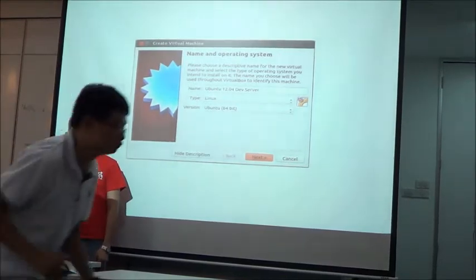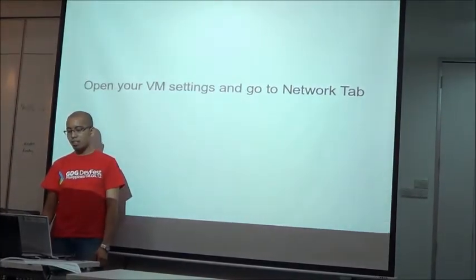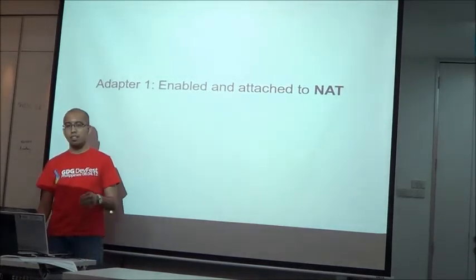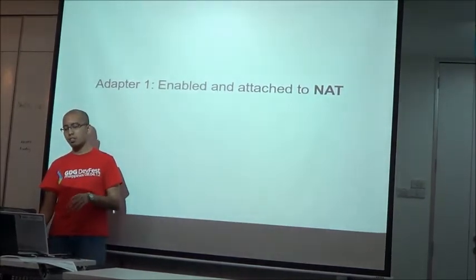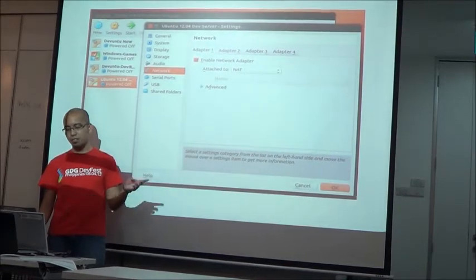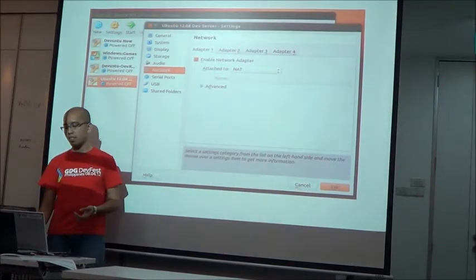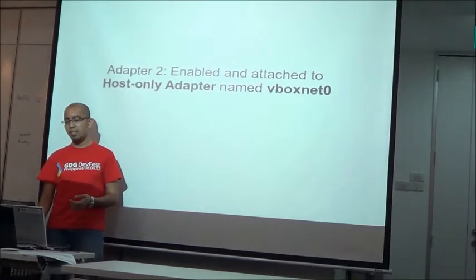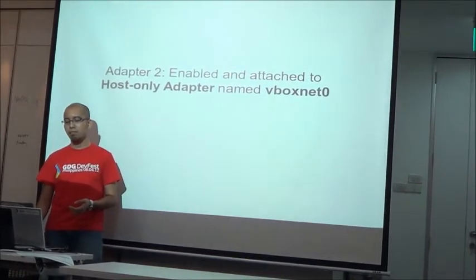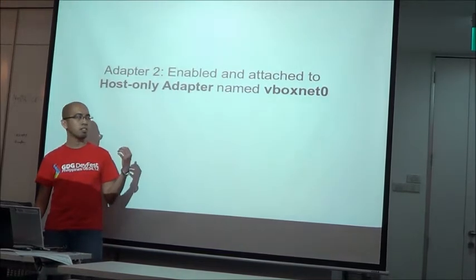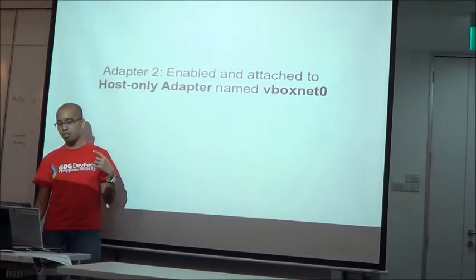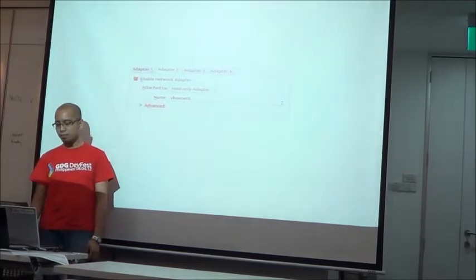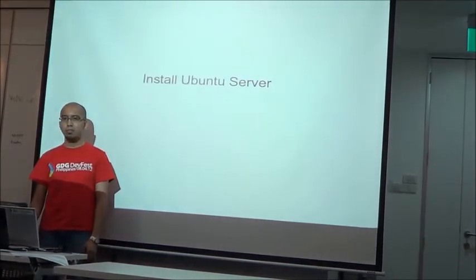So create a new virtual machine, and then open your VM settings and go to the network tab. Set adapter 1 enabled and attached to NAT. So it's the default one. And then head over to adapter 2, enabled and attached to host-only adapter named vboxnet0. So it's the one that we created in the network preferences. And then install Ubuntu server.